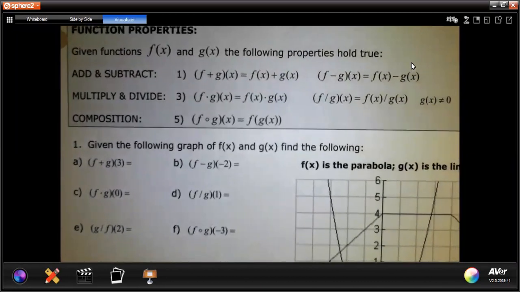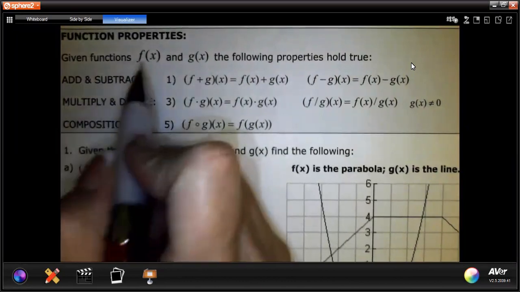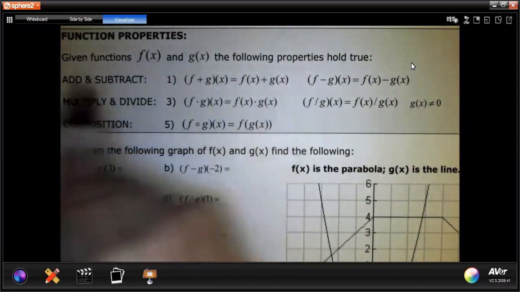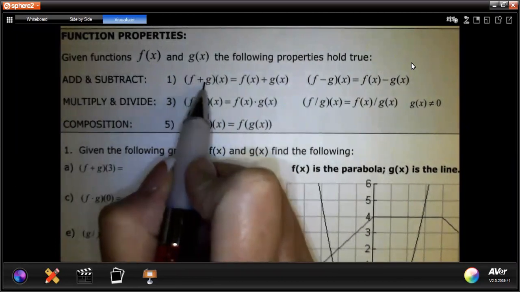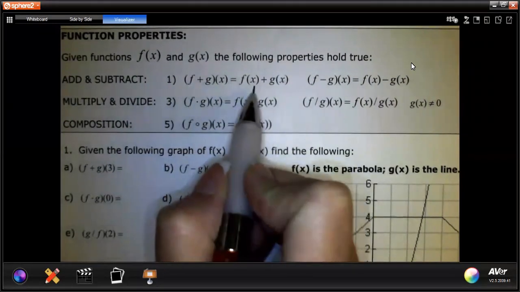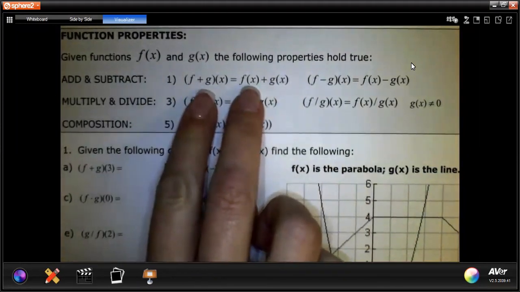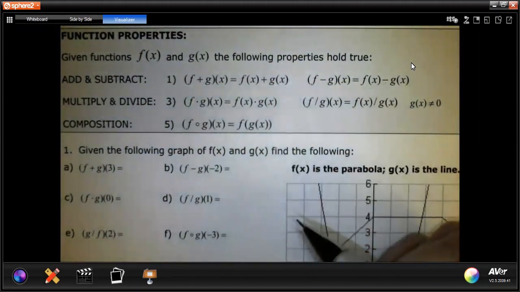All right, here is the main notation you're going to have to know. So we want to go over that part. Here are our function properties. If we're given two equations, f of x and g of x, to say add or subtract those, we would say f plus g of x or f of x plus g of x. Both of these mean exactly the same thing. They mean to add the two functions together.